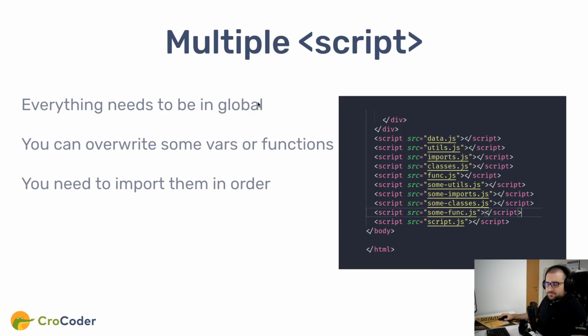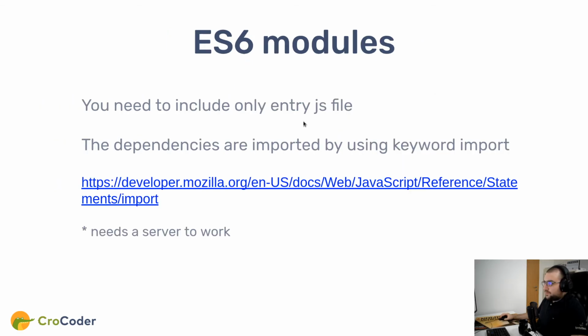So there is a solution, and it's called ES6 modules. We will have only one entry.js file, and only the variables defined in there in global scope will be left in global scope. The dependencies will be imported by using the keyword import. I will show you that in a second. There is also a caveat: it needs a server to work properly. I will show you how to create a local server and how to host your solution on it. It's really easy.